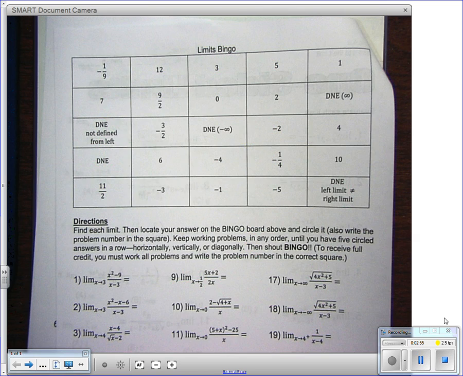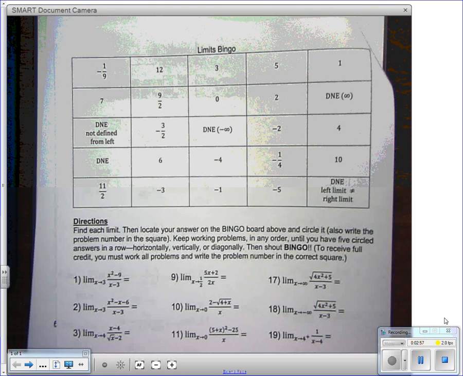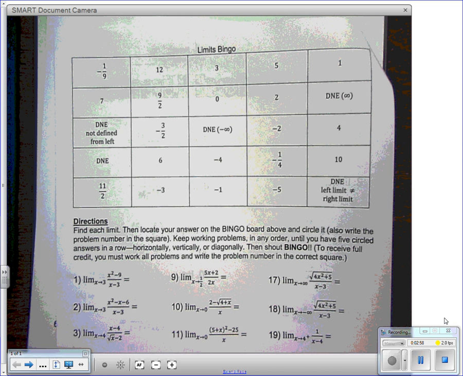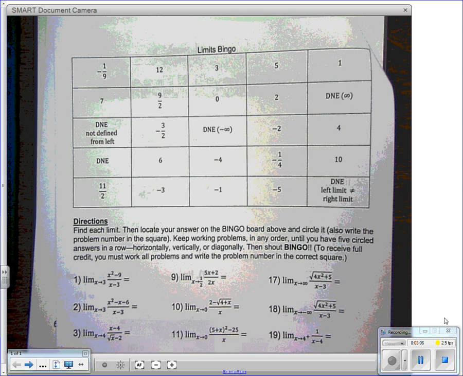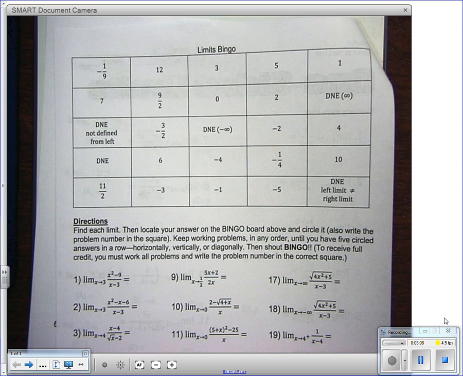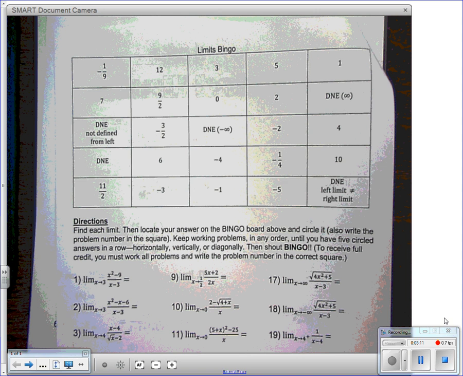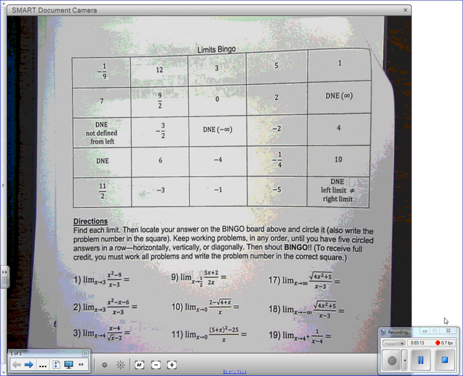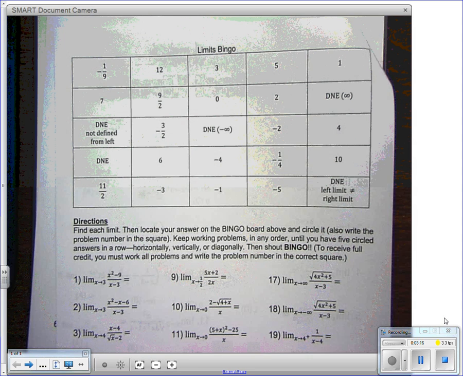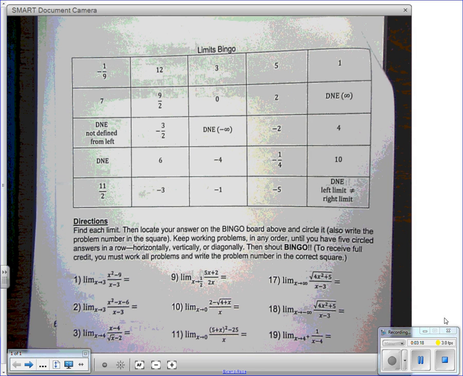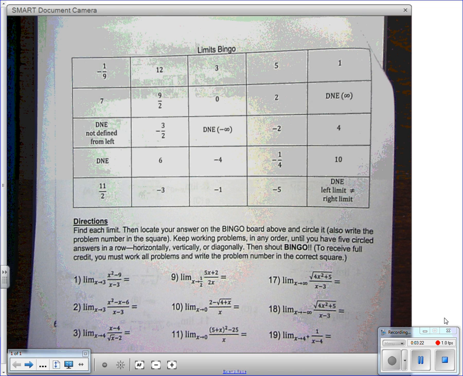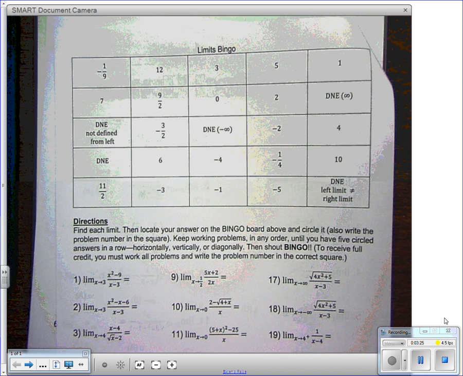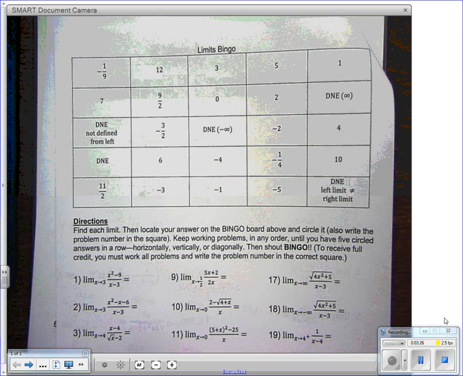Okay, so you keep working your problems, and you can go in any order until you have circled 5 in a row, horizontally, vertically, or diagonally, and you shout bingo. However, to receive full credit, you do have to work all 24 problems, and you have to write the number in the correct square. So you shout bingo whenever you get bingo, but you do have to work all 24 of these. So if you're at home, you can shout out bingo. If you're here, you can shout out bingo. You can do it at lunch or whenever you're working on this. You can shout it out if you'd like. But you do actually have to work all 24.